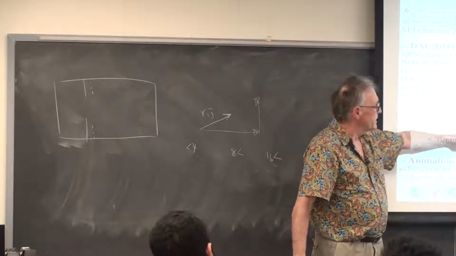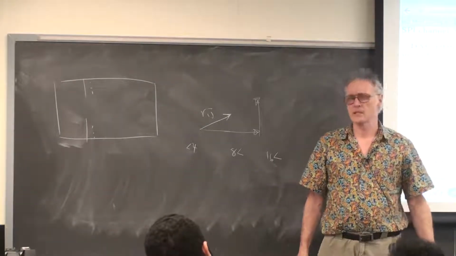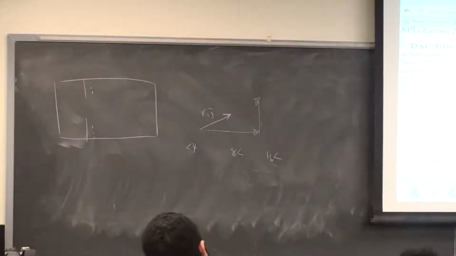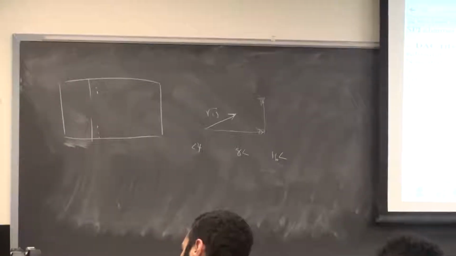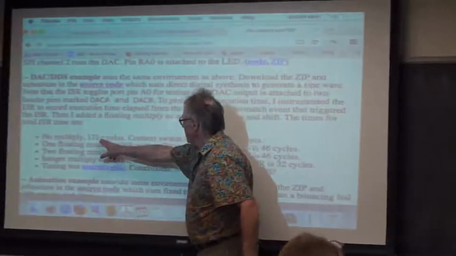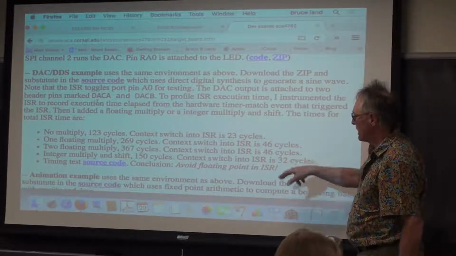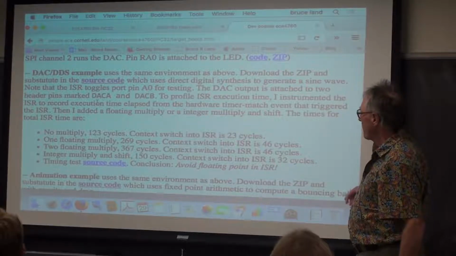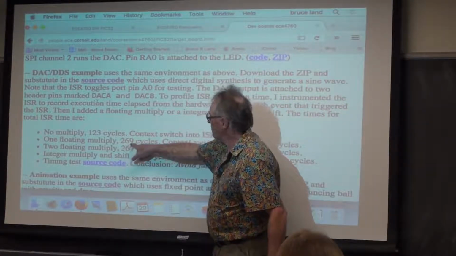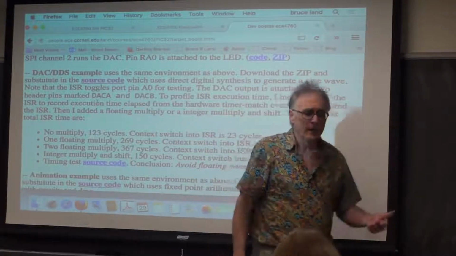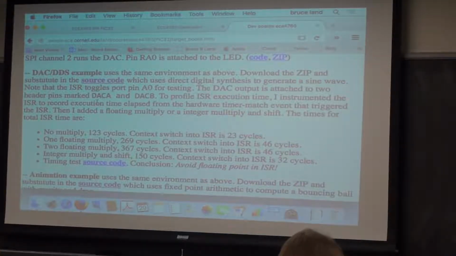You do 2 multiplies, it takes another 100 cycles. I don't know why that is. That's long. If you do an integer multiply and shift, it's 150 cycles, only up another extra 20 cycles. And most of that is the context switch is longer because it uses a few more registers. The one floating point multiply, taking this up to 269, explains why people who did 1 or 2 floating multiplies to do the modulation had a failed interrupt service routine. You cannot afford to do floating point in a fast ISR. You have to stick with fixed point or integer arithmetic.